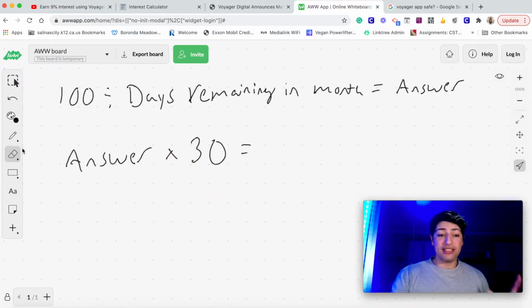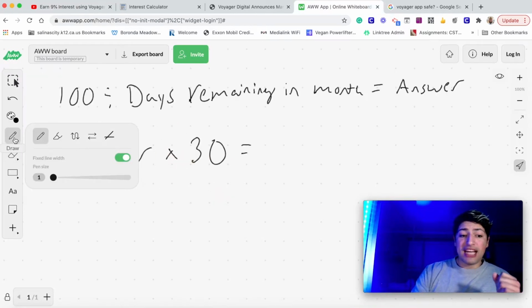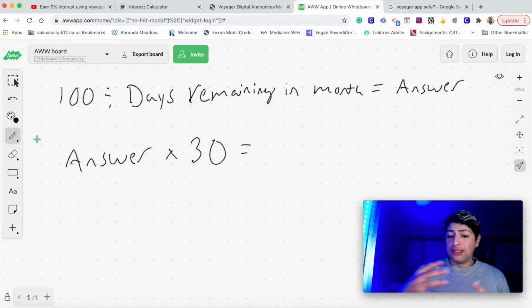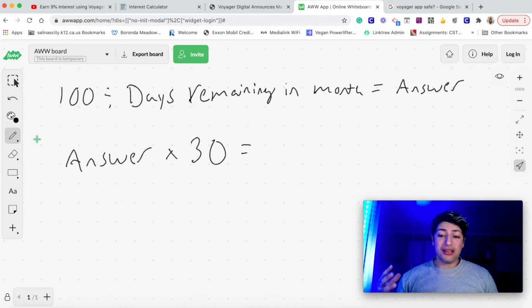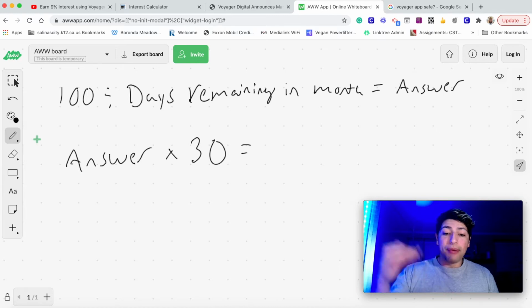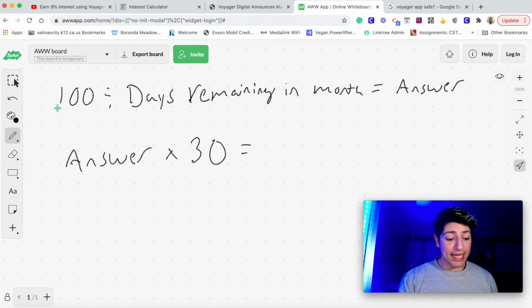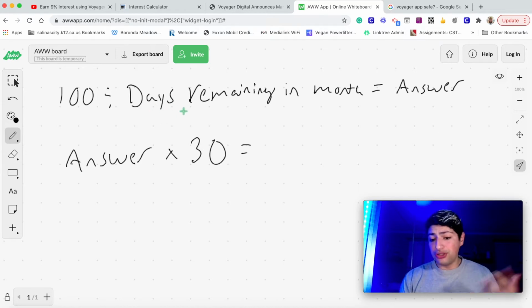I created this little formula. I had someone ask me, how much do I need to put in depending on what day? If you don't put in on the first of the month, you have to put in more money to bring your average up. So this is a pretty simple formula that I created for you guys. It's $100, because that's the average that we need, and we divide by the remaining days of the month. So let's use today as the example.